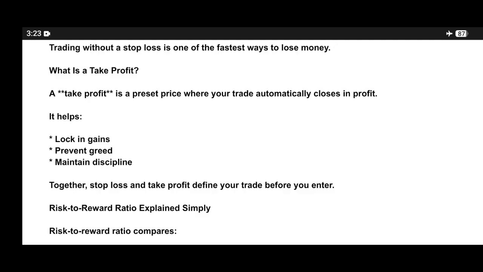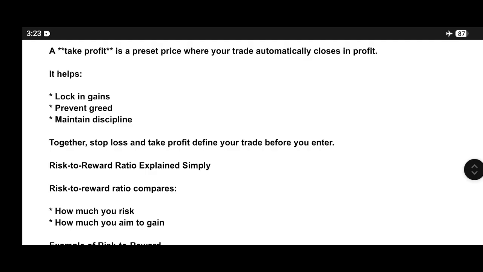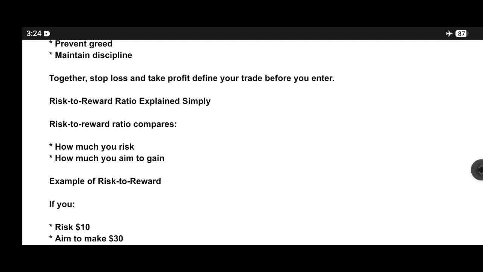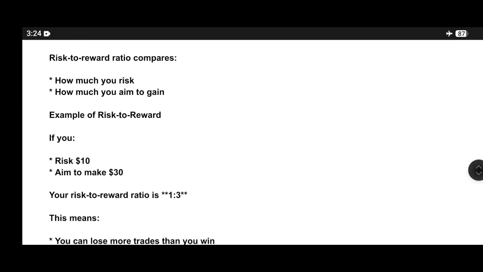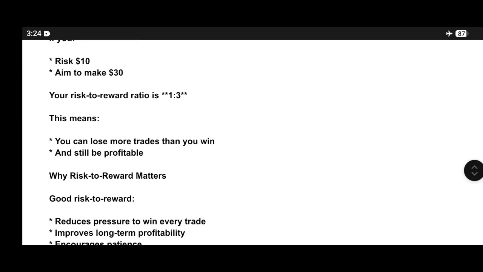Risk to reward ratio explained simply. Risk to reward ratio compares how much you risk to how much you aim to gain. Example: if you risk $10 and aim to make $30, your risk to reward ratio is 1:3. This means that you can lose more trades than you win and still be profitable at the end of the day. Are you getting my point right now?